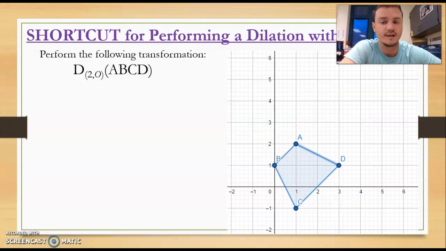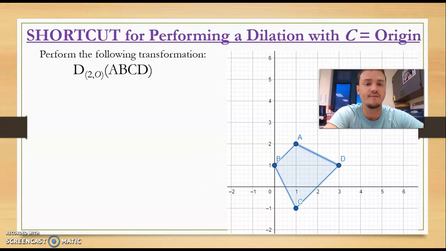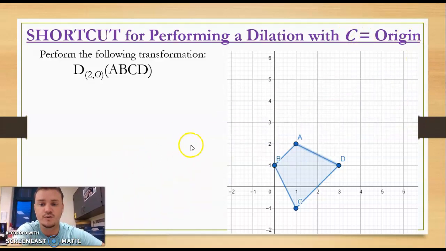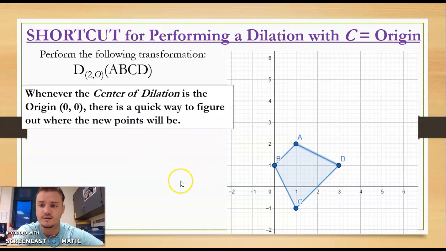So there is a shortcut that I said on this slide. I'm just going to show you the shortcut. You can only use this shortcut whenever our center of dilation is the origin. So this shortcut only works if you're using the origin. If it's not the origin, you can't use it. Just don't even try to use it. So if our center of dilation is the origin, it's pretty straightforward. All you do is you figure out where these points are to start off with.